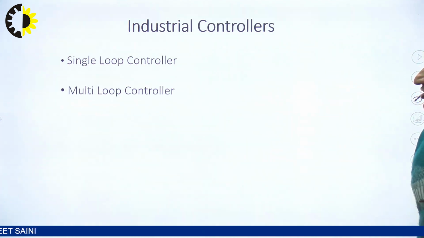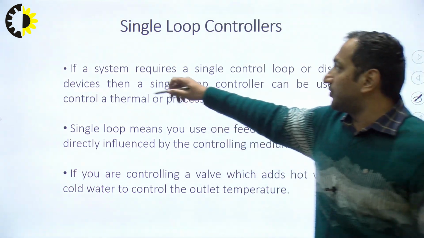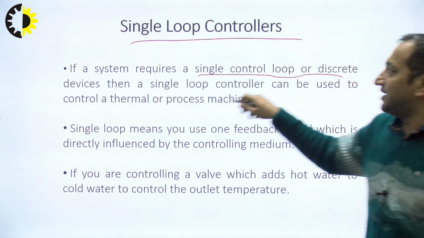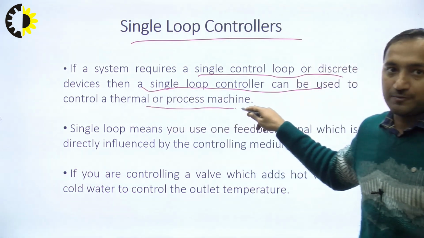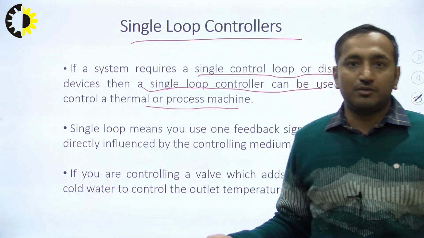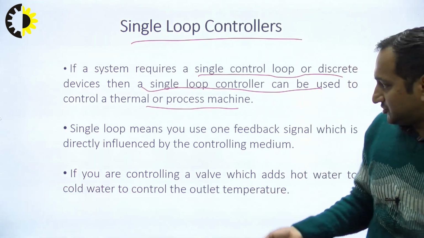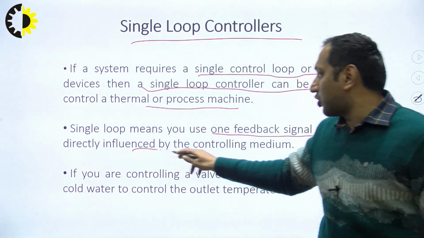Industrial controllers are single loop and multi-loop controllers. So let us study single loop controllers. If a system requires a single control loop or a discrete device, then a single loop controller can be used to control a thermal or process machine. Here we are taking the example of a thermal machine, if it requires only a single loop of controlling effort. Single loop means you use one feedback signal which is directly influenced by the controlling medium.